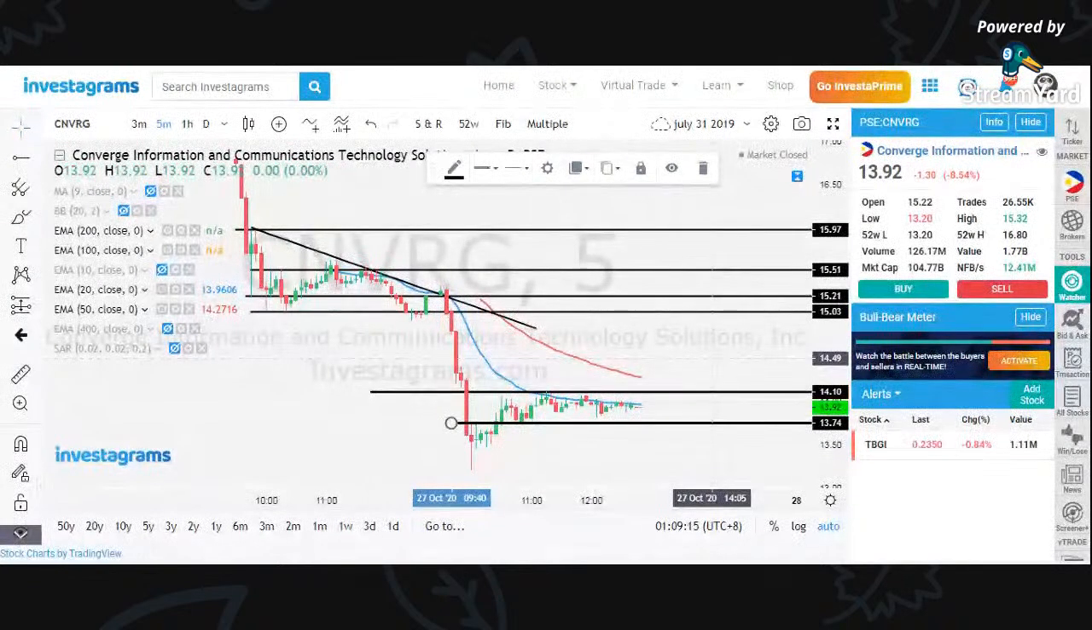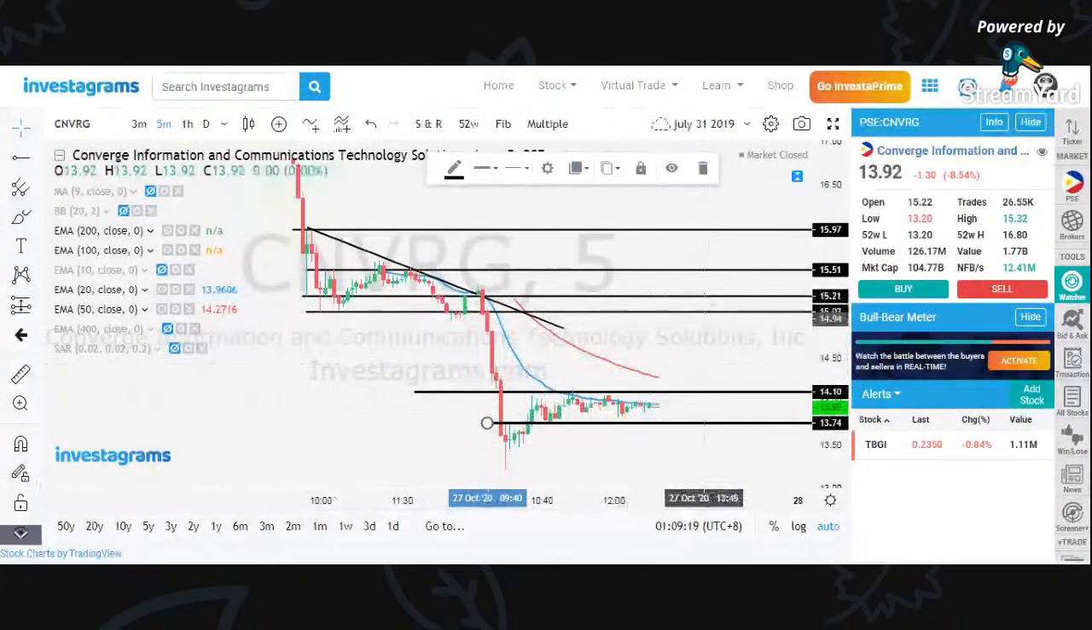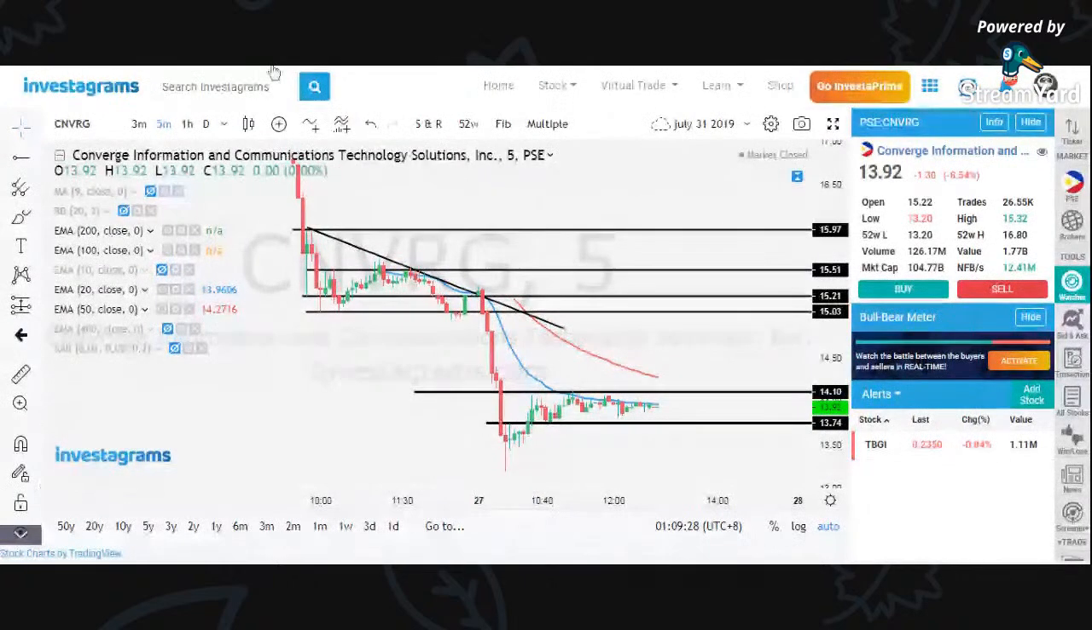So, if ever Converge will break this resistance and stay on this area here, there is a possibility that it will go up to this resistance above. So we will lower down to 3 minutes para makita natin.